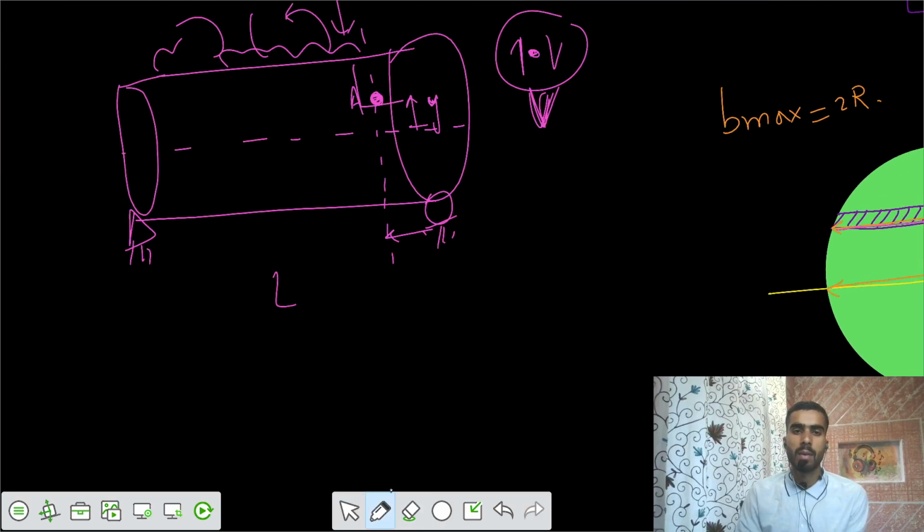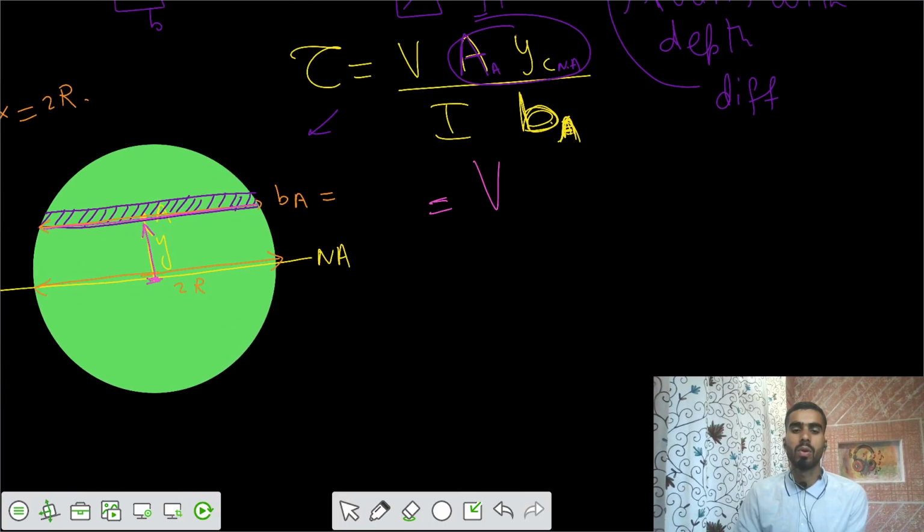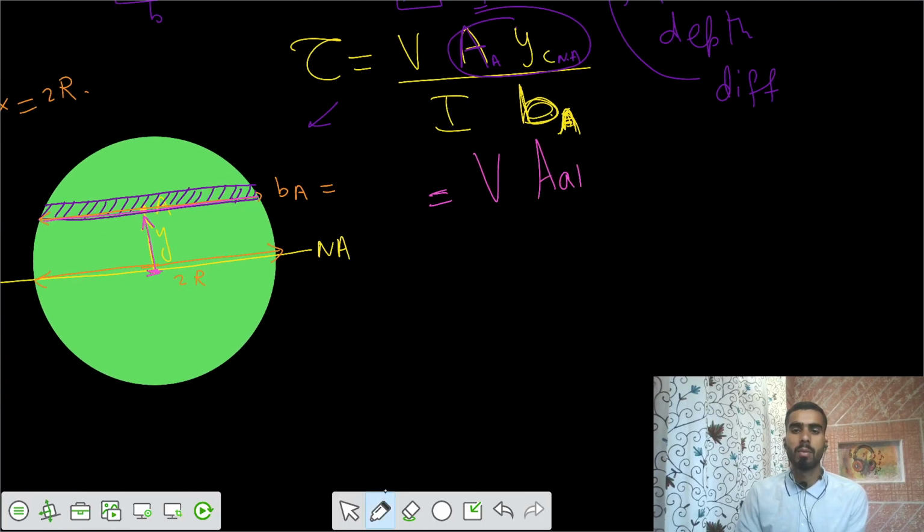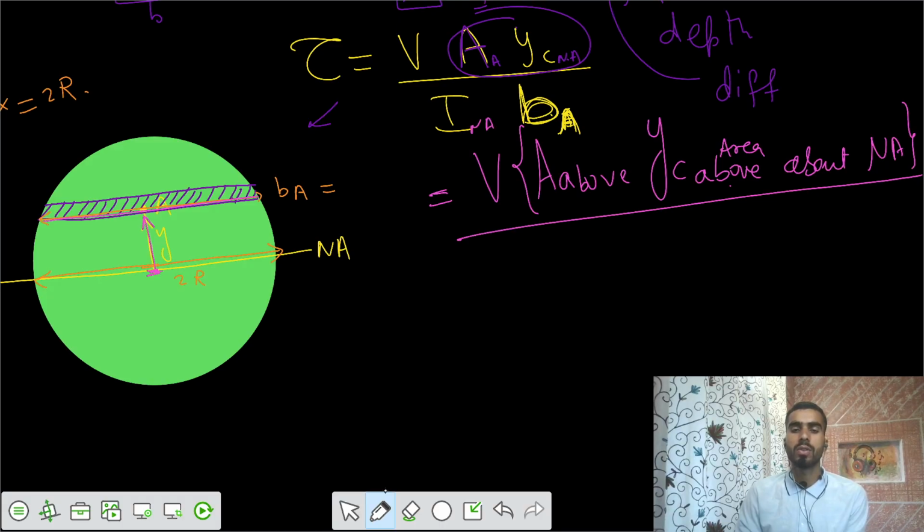You can take the area above or the area below that element. Let's take the area above, and take the y centroid of that area above, about the neutral axis. For the circular case, the second moment of area I about the neutral axis equals pi d to the power 4 by 64. The width at point A, I don't know.